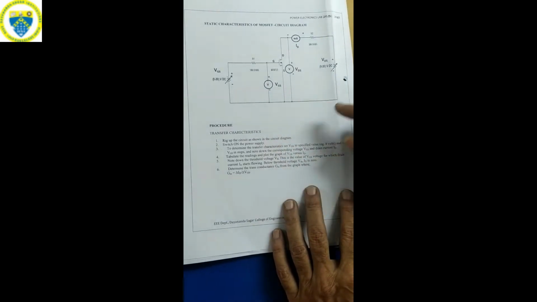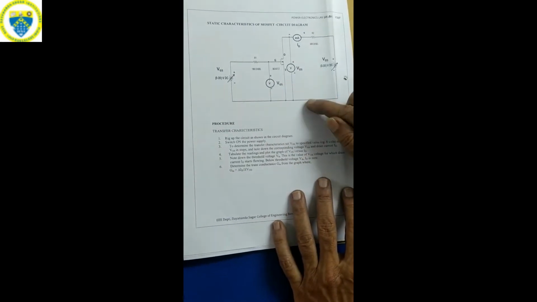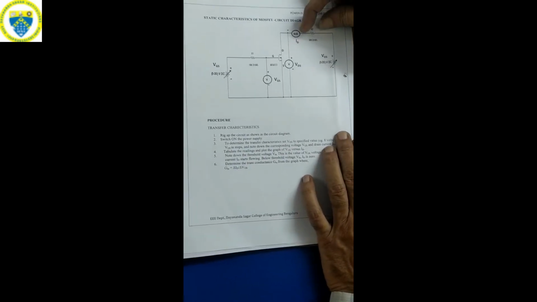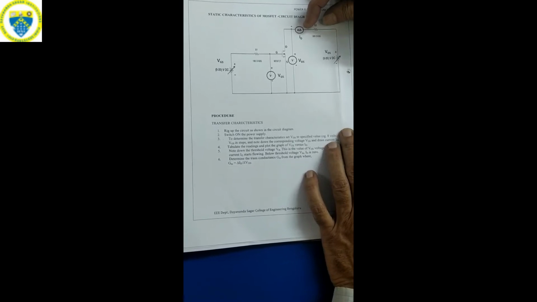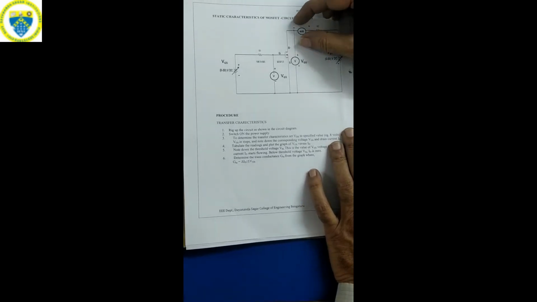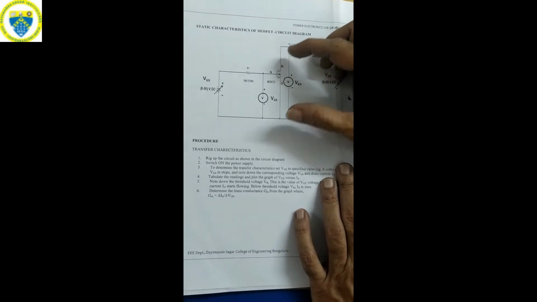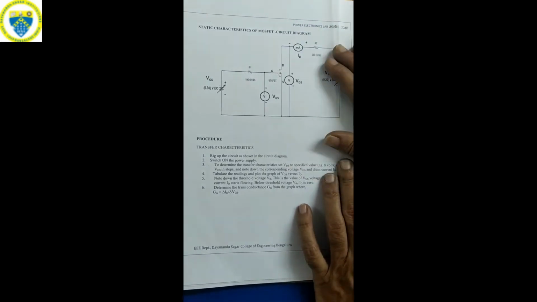When we come to the drain source side, we have the power supply VDS, then a load resistance of approximately 300 ohms, then an ammeter, and a voltmeter is connected between the drain and source to indicate whether the MOSFET is either on or off.